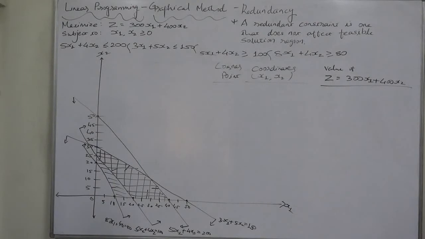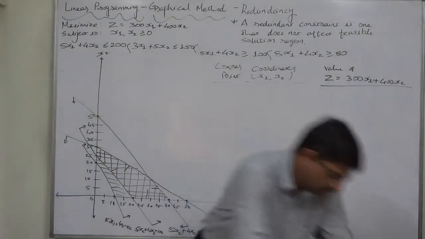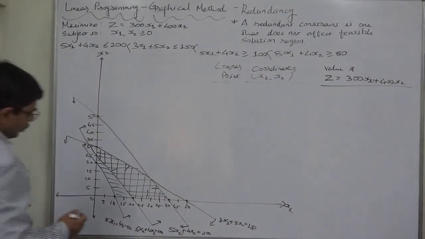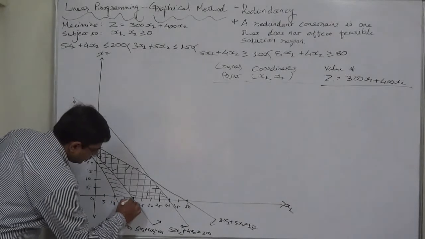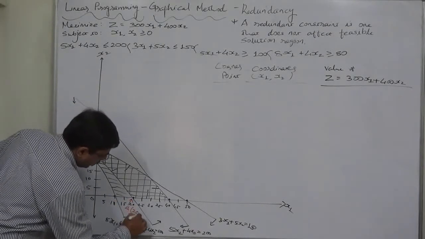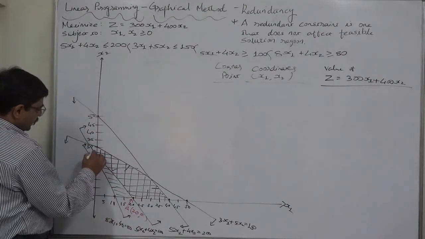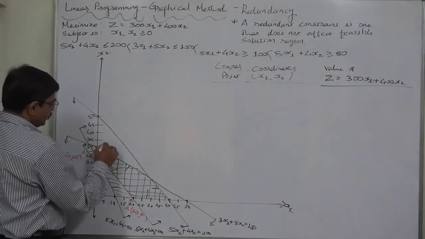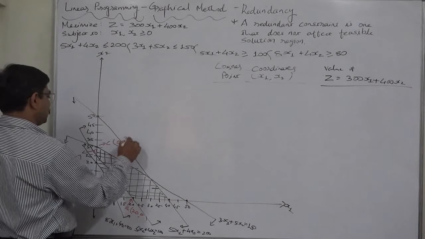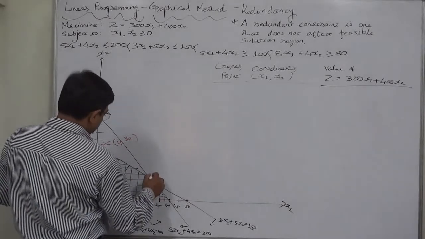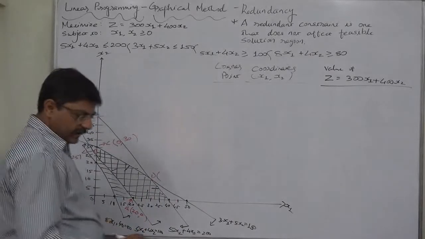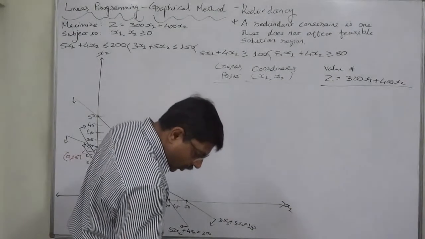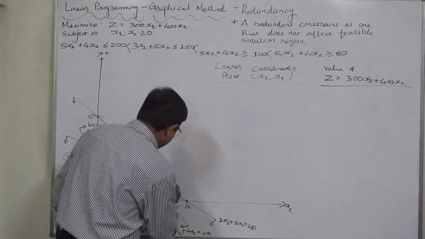Okay. Now let's take the corner points. Which are the corner points? Say this is A. At A 20 and 0. This one is B. At B it is 0 and 25. This one is C. At C it is 0 and 30. This one is D. And at D I need to check it on the graph sheet. And this is odd value 31 and 11.